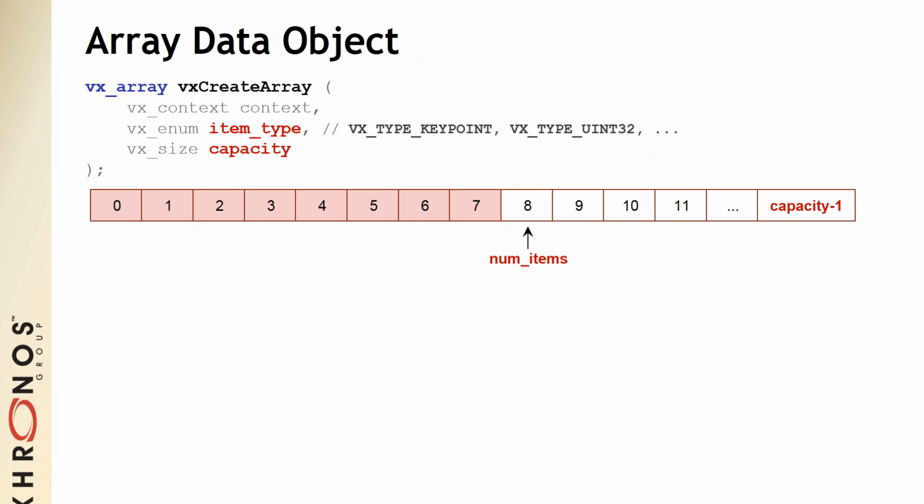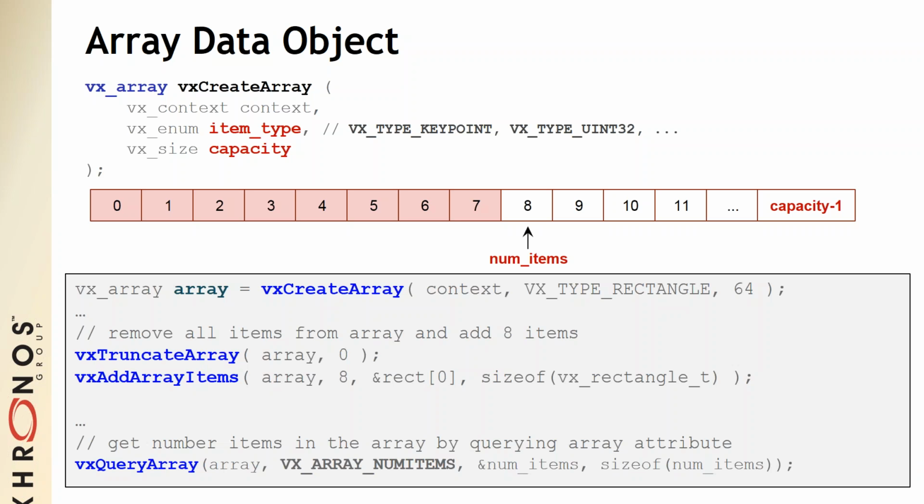When the array object is created, it will have no items in it because it just got created. To query how many items are in the array, you need to query an attribute called VX array num items that we're going to discuss later. Here is an example to look at. To create an array to hold 64 items of VX rectangle, we just call VX create array context, specify VX type rectangle, and then 64.